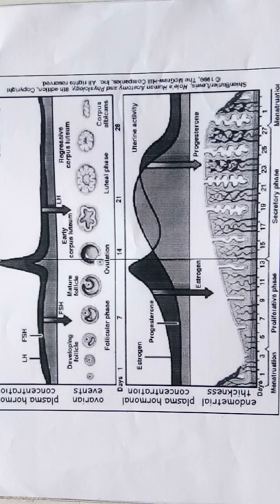The placenta of the developing embryo secretes HCG, human chorionic gonadotropin hormone. This HCG maintains the corpus luteum of the ovary, and the corpus luteum continues the secretion of progesterone hormone, which maintains pregnancy.